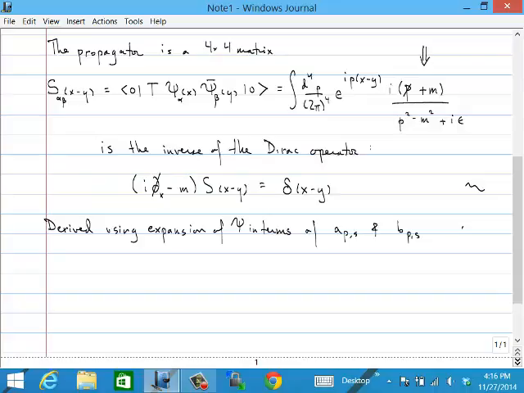Okay, good. I would like to write down the Feynman rules for QED at some point in this class. Okay, so we derived this expression for psi, both in terms of the raising and lowering operators as well as using the path integral.